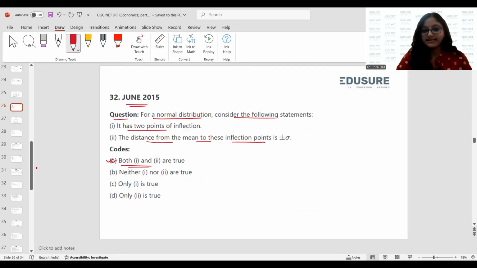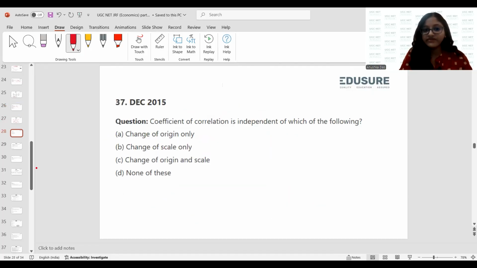So the answer is here. The first statement is saying that it has 2 points of inflection. That is true. And the distance from the mean to these points of inflection is plus minus sigma. That is also true. So both the statements are true. So this was June 2015.